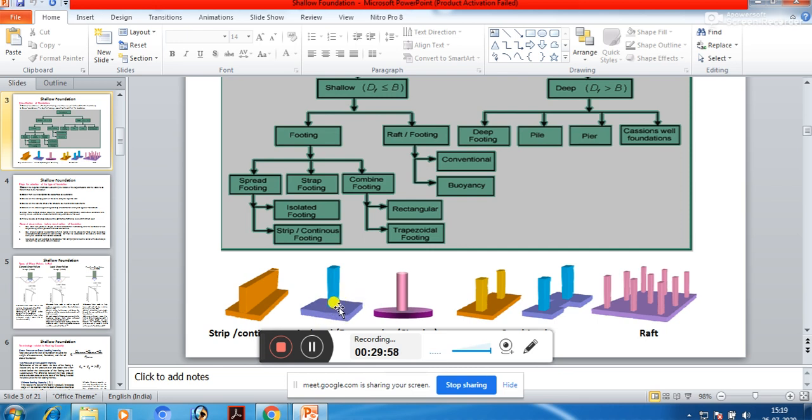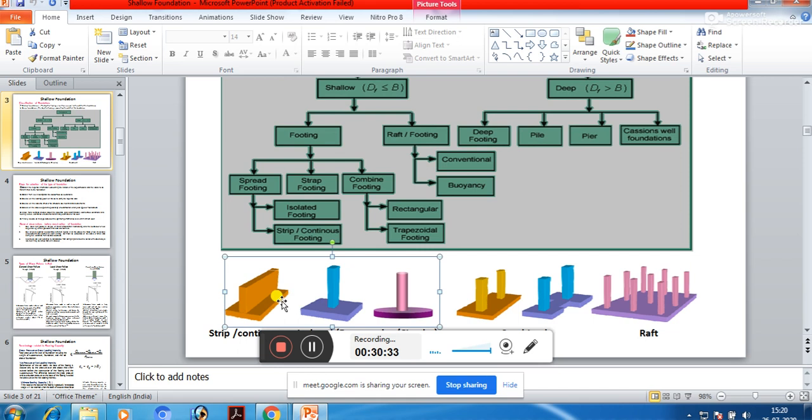Just below that column, a footing is given which is spread across the total dimension of the column. This kind of footing we call a spread footing. So this total thing is a spread footing. If you notice this spread footing, it is rectangular or square in nature. On the other hand, if you see this other spread footing, this is actually a circular footing.